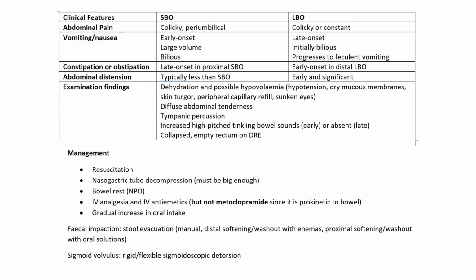To manage them, you resus them because obviously they're hypovolemic, so you need to get them fluids. Pop in a big wide-bore nasogastric tube to suck everything out that's stuck in there. Rest their bowel. Give them IV analgesia and antiemetics, but not stuff that's contraindicated in obstruction like metoclopramide. Because metoclopramide makes your stomach and stuff move things along faster, it'll just make the pain worse because it'll promote peristalsis into that fixed obstruction. Gradually increase their oral intake, and if you have to, you send them to surgery.